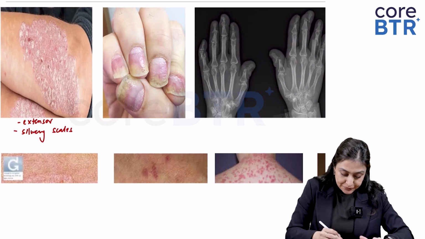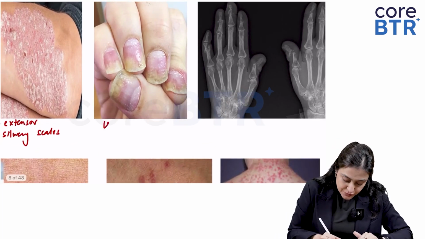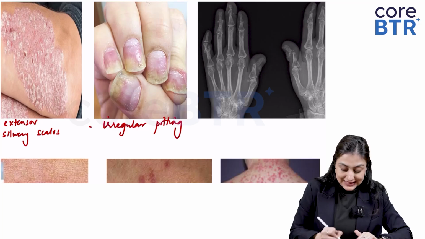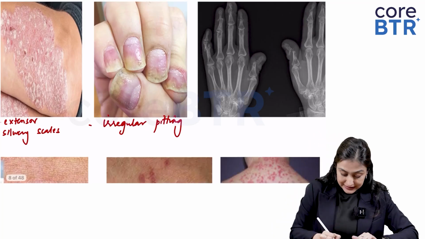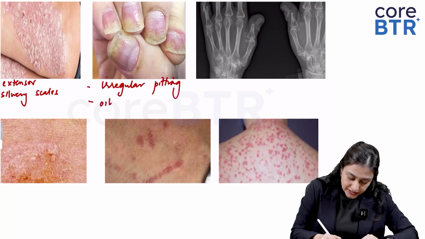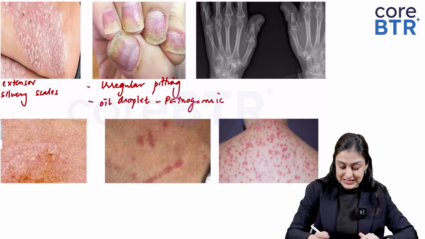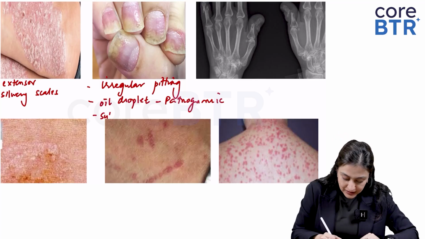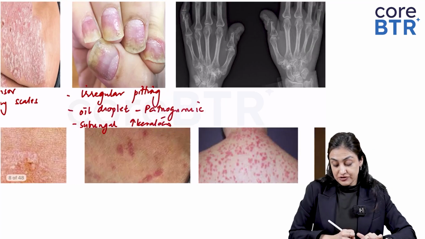So this is where you see these typical nail findings. What are you seeing here? Can you see pitting? Which pitting? Irregular pitting. So this is where you are going to see irregular nail pitting. Where do we see regular? That's alopecia areata, right? So we see irregular nail pitting. What else? We see oil drop changes, and that is the pathognomonic finding, the hallmark. So oil drop changes, yellowish nails that you can see. You can also see subungual hyperkeratosis. So that's another finding, subungual hyperkeratosis.